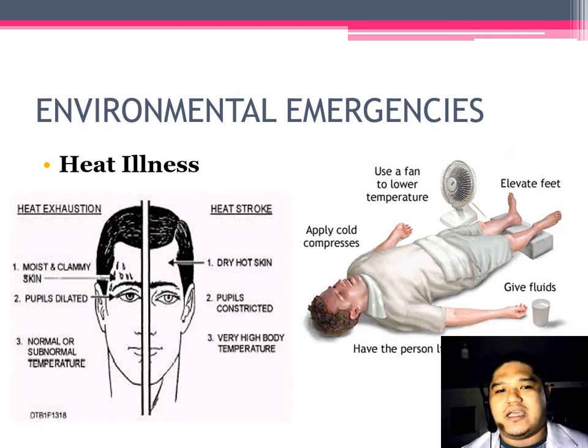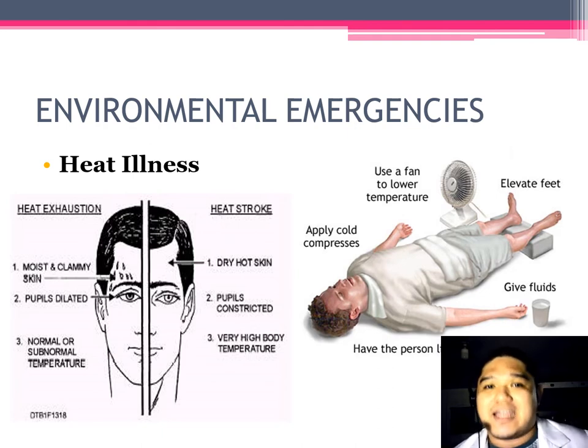So what could be the difference between heat stroke and heat exhaustion? If the patient is having heat exhaustion, he or she may still have moist and clammy skin, meaning you can see that the patient is actually perspiring. Okay, it is a mechanism of the body to release excess heat, right? So pupils of the patient may be dilated and there could be normal or subnormal body temperature, meaning it can be elevated but it is not too high. Meanwhile, a patient who is having heat stroke could have very dry and hot skin. So it means that the body cannot actually release excess heat, therefore leading to a very high temperature of 40.6 and above. Pupils of these patients having heat stroke are constricted.